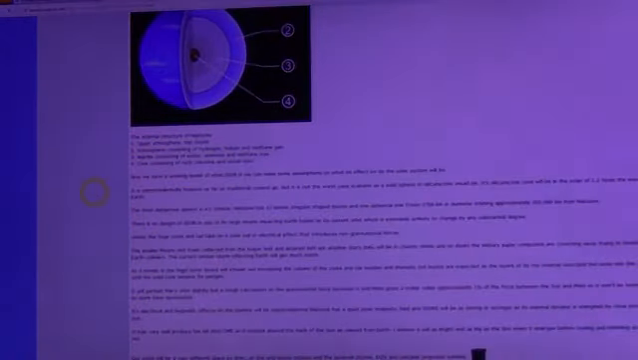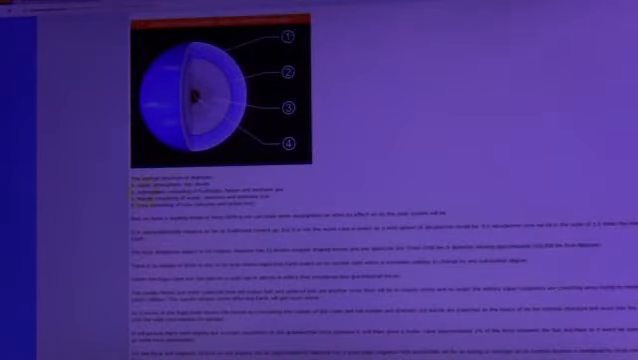Let's continue. Now, the internal structure of Neptune is as follows. Upper atmosphere, top clouds. Atmosphere consisting of hydrogen, helium, methane gas. Mantle consisting of water, ammonia, and methane ices. And a core consisting of rock, silicates, and nickel iron.